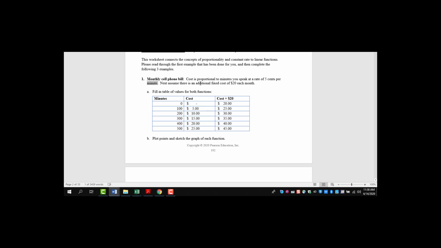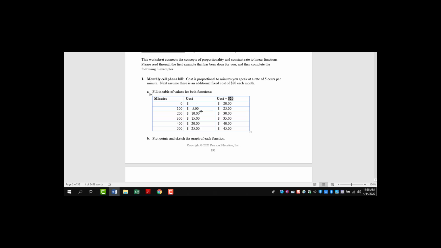Now assume that there's an additional fixed cost of $20 each month. All right, so this is where now an initial value comes in, and we go from a proportional equation to a linear equation. That's the only difference. The only difference between the two is that a linear equation is going to have an initial value, whereas a proportional relationship will not. Right?